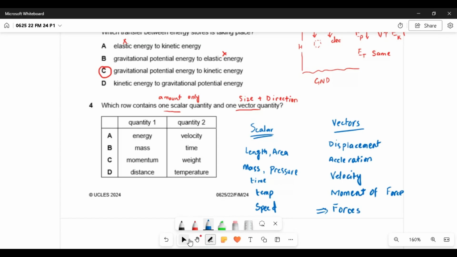So whenever I would like to find a vector quantity and a scalar quantity, energy is scalar, velocity is vector, mass is scalar, time is scalar, momentum, you can see, is a vector, weight is a vector, distance is scalar, temperature is scalar. So B, C, D are not our requirement. A has a vector, that is velocity, and a scalar, that is energy.